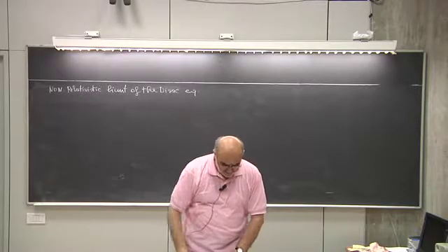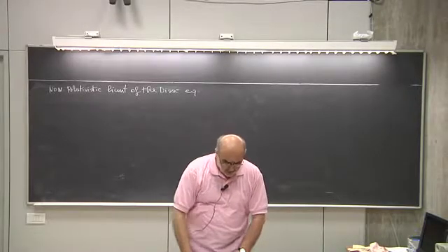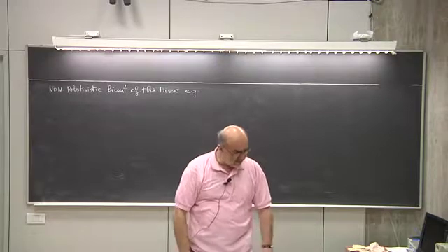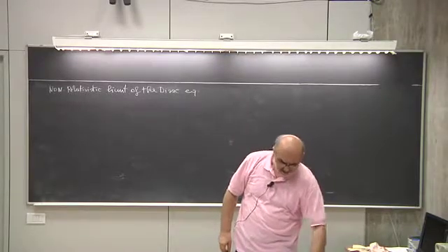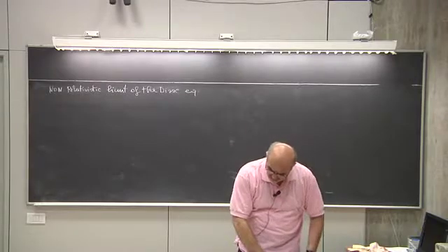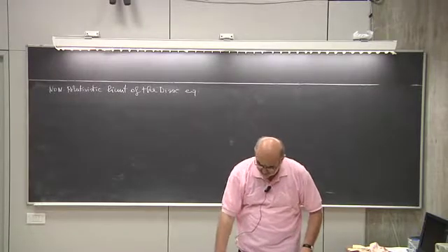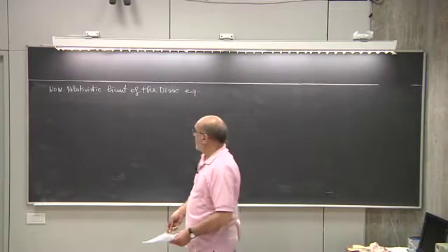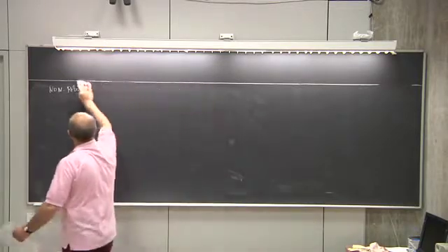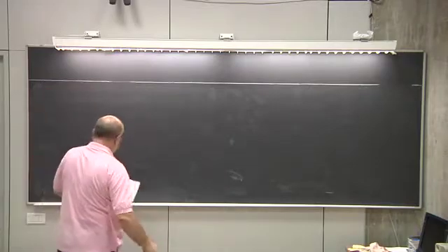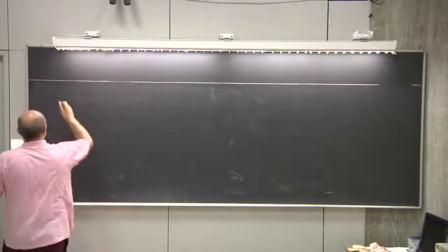Now, okay, what we do now is we will start a long chapter on the relativistic covariance of the Dirac equation. You remember when we had the Klein-Gordon equation, it was easy to see that it was relativistic invariant.